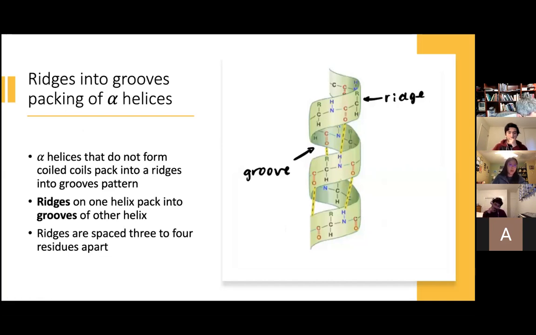So the alpha helices that pack against each other like this do so in what is called a ridges into grooves pattern. Every alpha helix has ridges and grooves, as I've denoted in this diagram here. Ridges are spaced 3 to 4 residues apart, which hopefully makes sense because we learned that an alpha helix has 3.6 residues per turn, and there is 1 ridge per turn. Basically, to pack together, ridges on one alpha helix can insert into the grooves of another alpha helix.